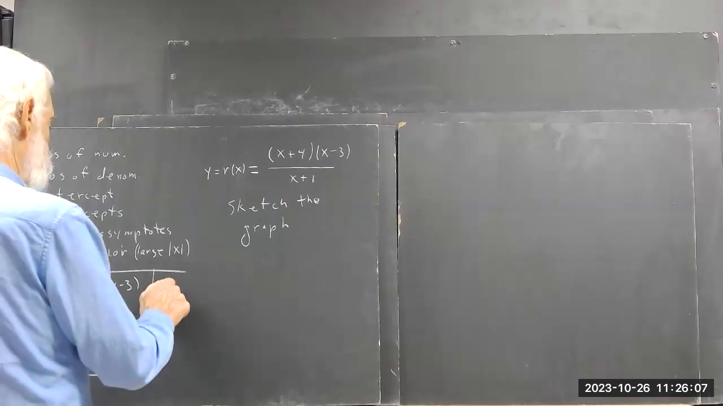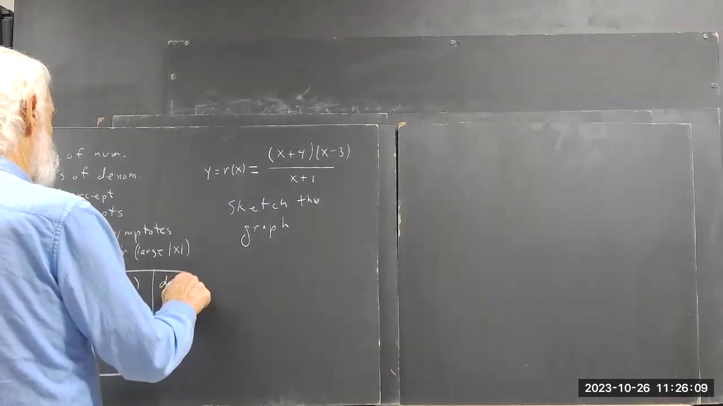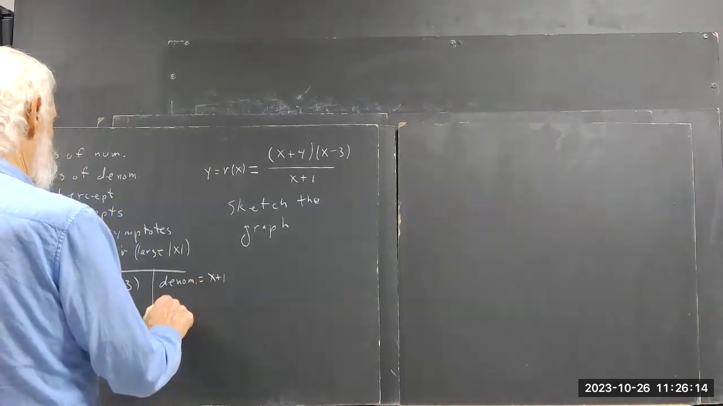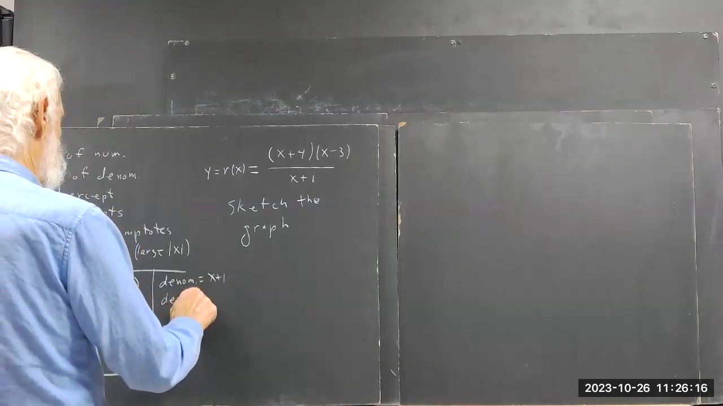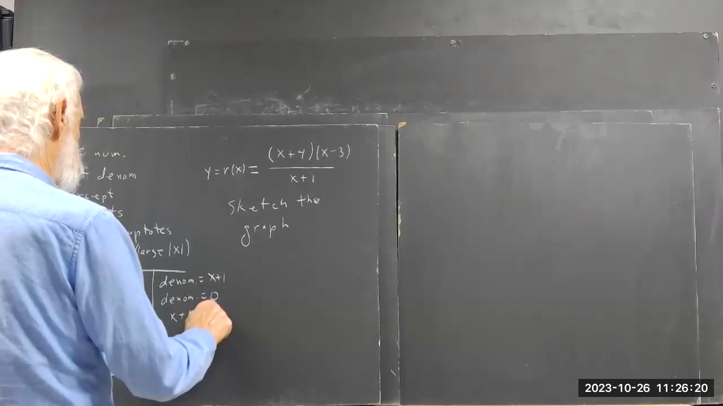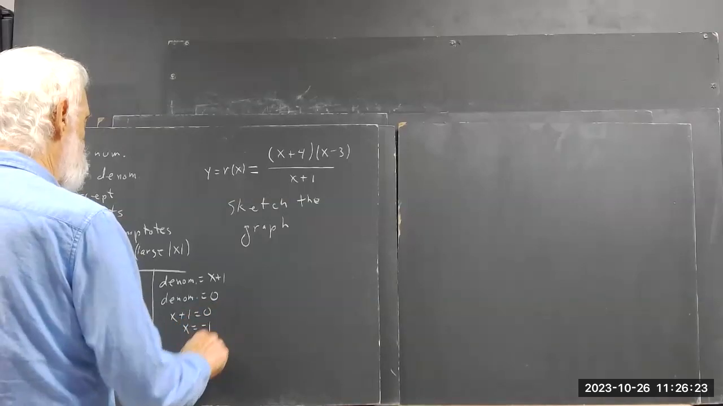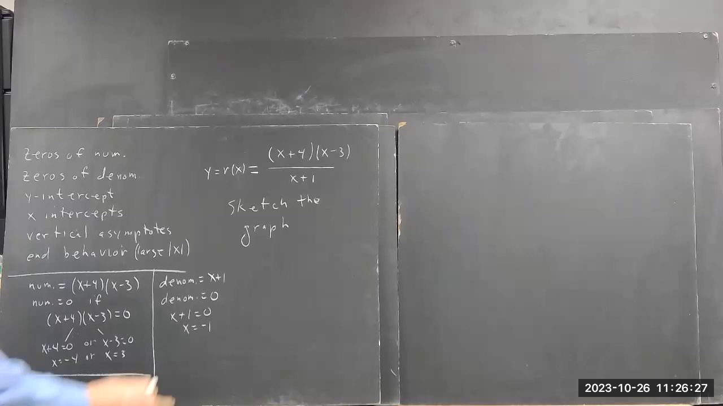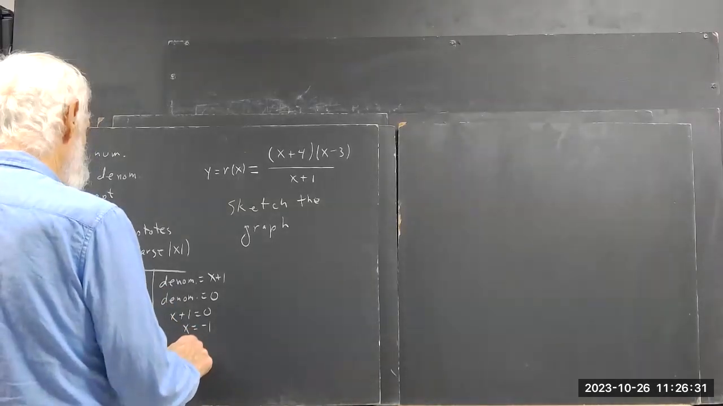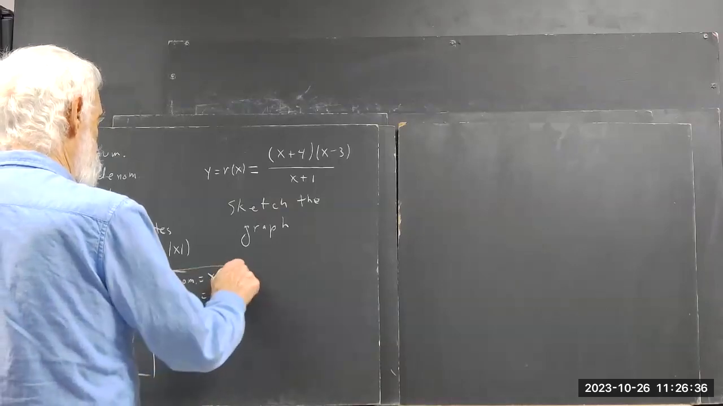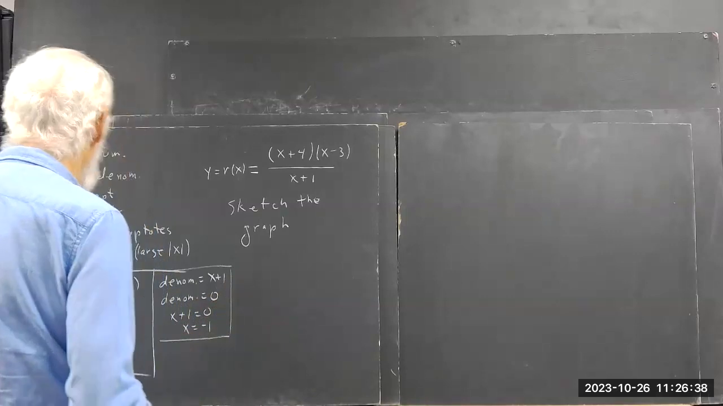Zeros of the denominator. It doesn't take long to write this. The denominator is x plus 1. Denominator equals 0. x plus 1 equals 0. So x equals negative 1. It is a one-step solution, so I'm not writing out the details of the solution. So that's it. Denominator is 0 when x equals negative 1.